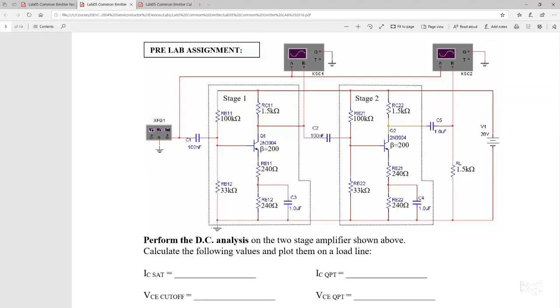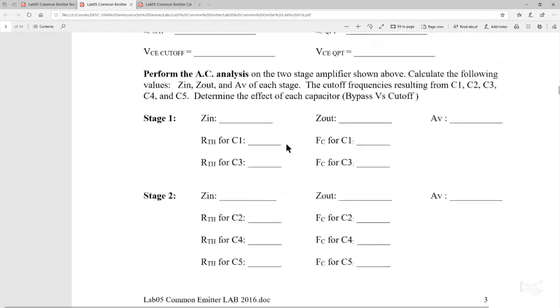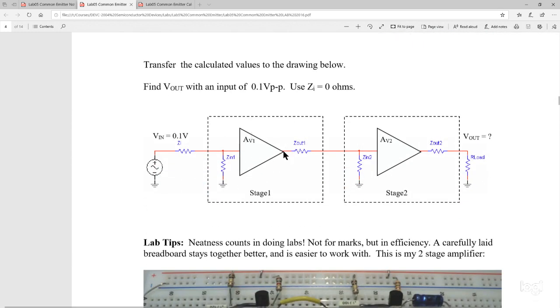Okay, let's run through the calculations for lab 5. We have a two-stage amplifier, stage 1, stage 2. They have all the same component values, so they're going to have the same DC operating point. Each circuit's going to have the same Z in, Z out, and AV. So if we solve for one circuit, we can just draw the same values one stage after another, put a signal on the input, attach a load, figure out how much we put in and how much we get out.